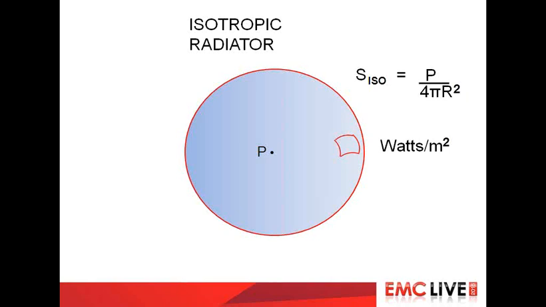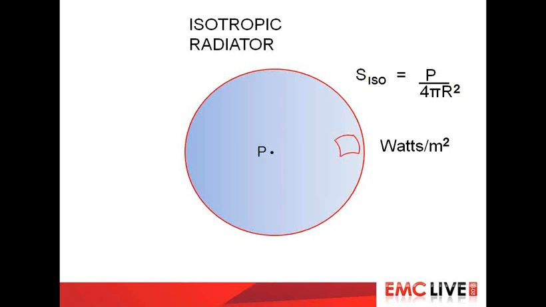And I've got the S stands for power density, suffix ISO stands for an isotropic radiator. It's equal to power, the P power you started with right at that small dot there, divided by the area of that sphere as it gets bigger and bigger and bigger. And as we know, the area of a sphere is 4 pi r squared. And that's measured in watts per meter squared. And that's what an antenna references to in terms of its gain.